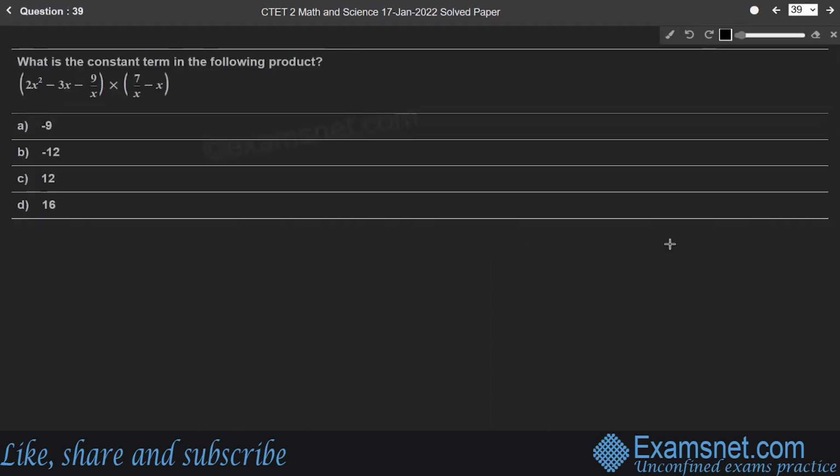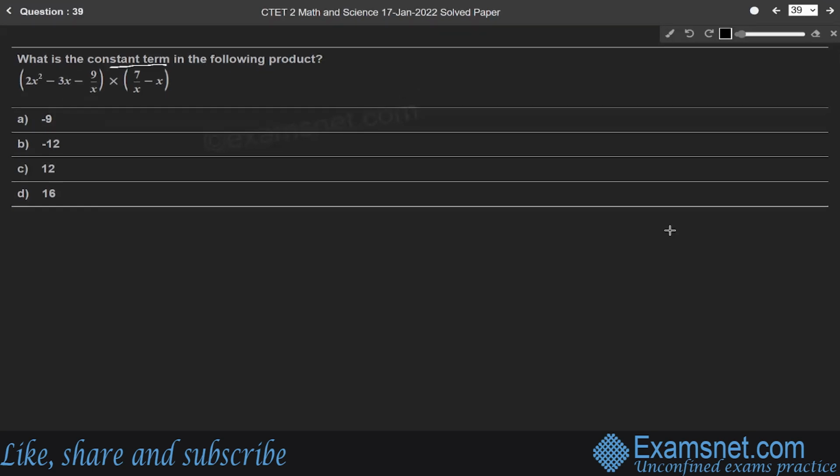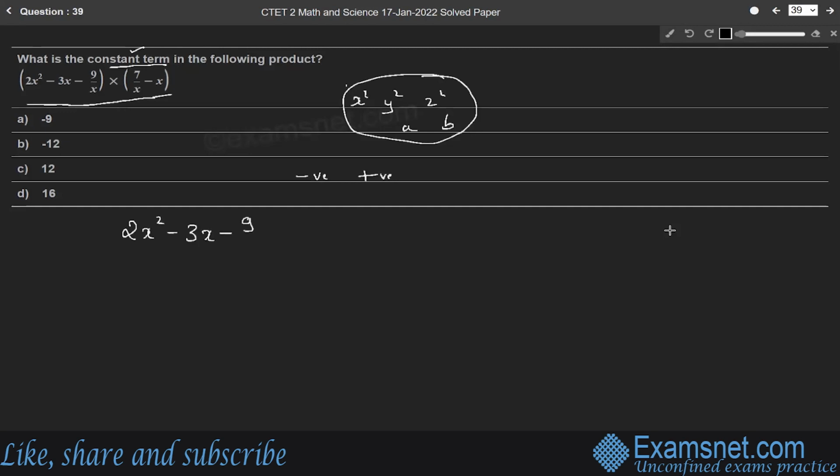Question 39. What is the constant term in the following product? (2x square minus 3x minus 9 by x) into (7 by x minus x). So the constant term is the one which doesn't include any variables. So say for example x square, y square, z square, a, b. So in an algebraic expression, if a term doesn't contain any variable like this, that term is called a constant term. So it can be a positive integer or negative integer, right?